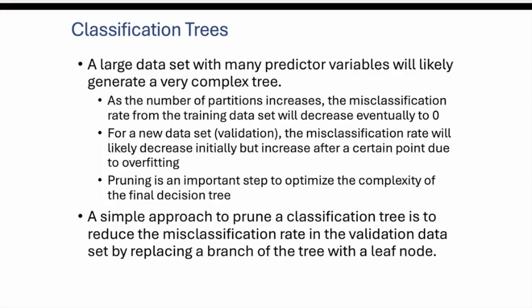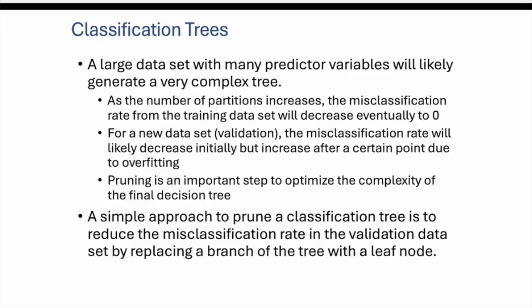A large data set with many predictor variables will likely generate a very complex tree. And this is true. As the number of partitions increases, the misclassification rate for the training data will decrease eventually to 0. And for a new validation dataset, the misclassification rate at the beginning will decrease, but after a certain point it's going to increase, because we will have a problem with overfitting. That's why we need to do the pruning. So pruning is important to optimize the complexity of the final decision tree.